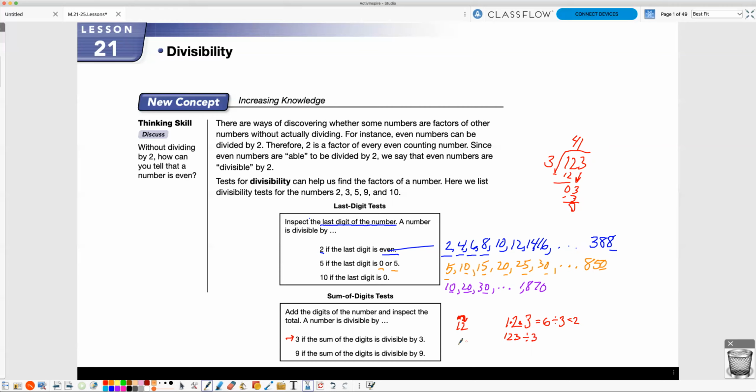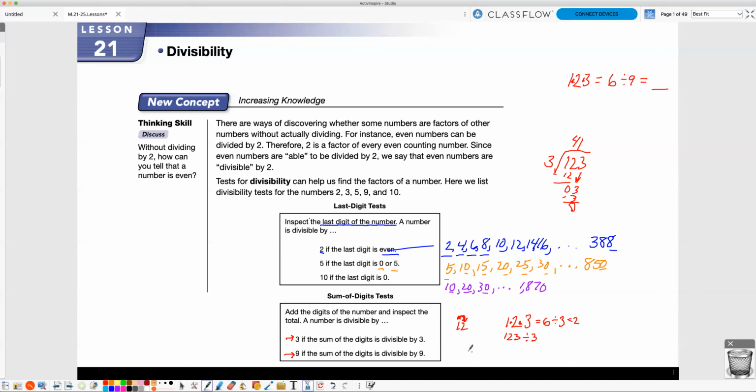You can also do the same thing for divisibility by 9, if the sum of the digits is divisible by 9. So if we're trying to look at, is 123 divisible by 9, if you add up each one of those digits, it doesn't work out because 6 divided by 9 does not work out to be a nice even number. It will work, but it's a fraction. 123 divided by 3 worked out to be 41. So it'd have to be something that's divisible by 9.